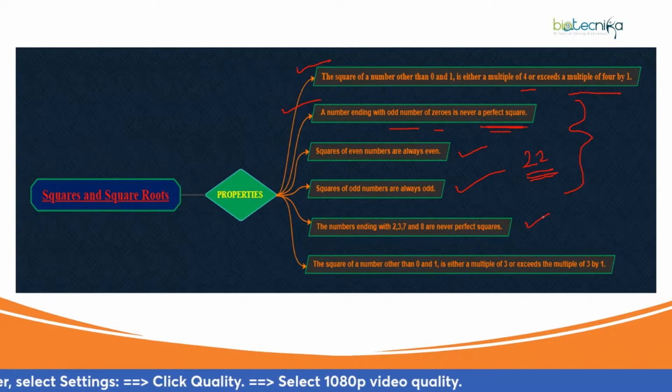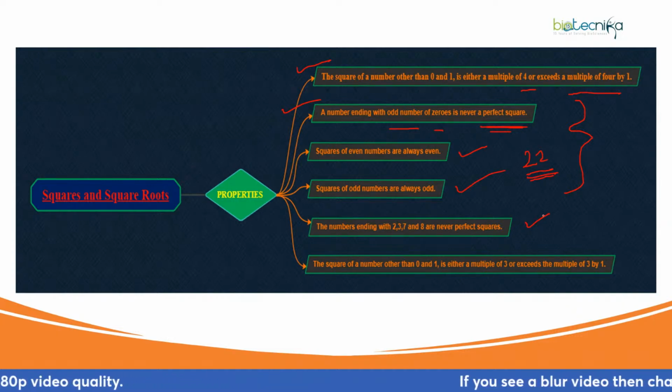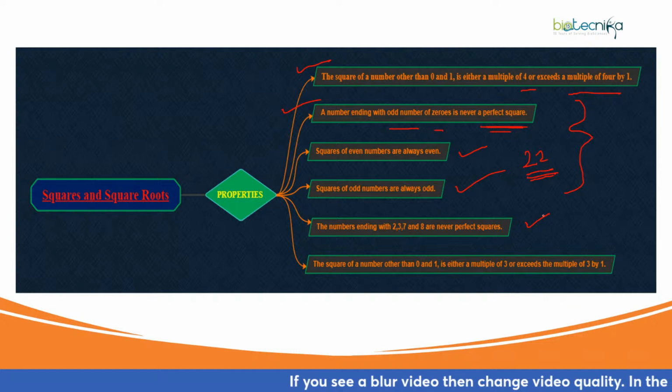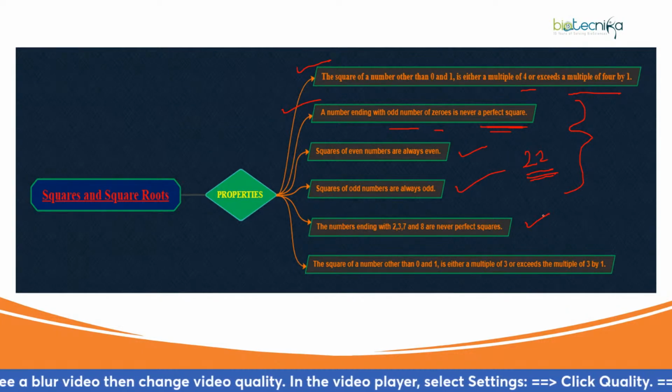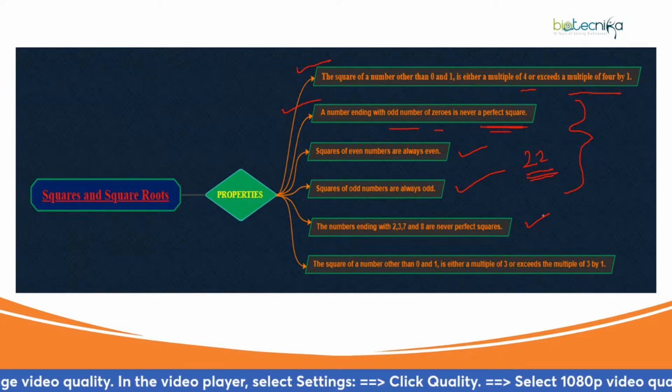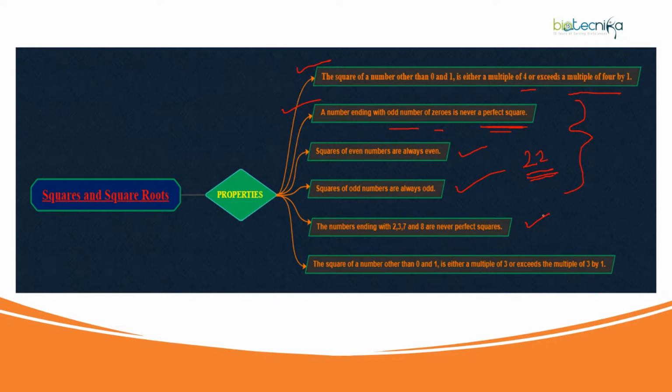Now next point is the number ending with 2 3 7 8. Whatever numbers which are ending with 2 3 7 8, these are never perfect squares. ओके, कोई भी नंबर अगर एंड कर रहा है फ्रॉम 2 3 7 8, देन दोज नंबर्स आर नेवर अ परफेक्ट स्क्वायर. वो परफेक्ट स्क्वायर होगा ही नहीं, कितना ही बड़ा नंबर हो. यू कैन डायरेक्टली सी एंड टेल दैट दिस इज नॉट अ परफेक्ट स्क्वायर. ओके, एंड द लास्ट वन इज द स्क्वायर ऑफ अ नंबर other than 0 and 1 is either a multiple of 3 or exceeds the multiple of 3 by 1.